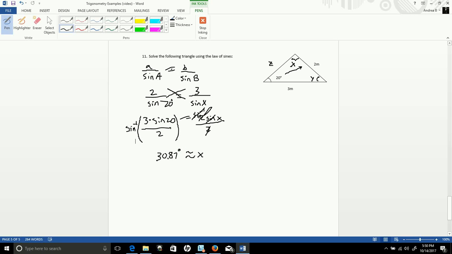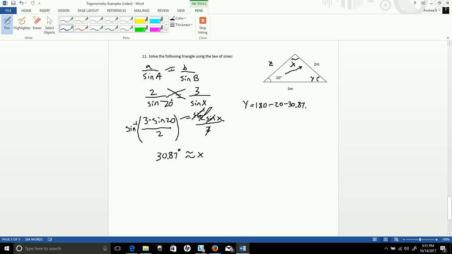So that would be for that top angle, the one I labeled as X. Then to figure out our third angle, remember once you have 2 angles, you can do 180 degrees minus the 2 that you already know to get that third angle. So this will give you your angle Y here.